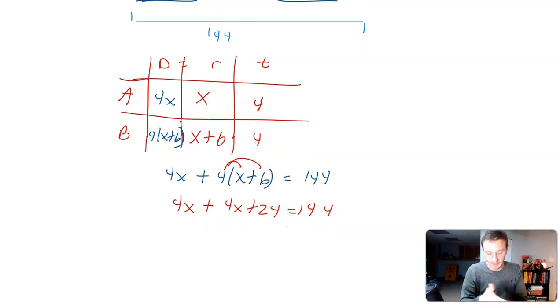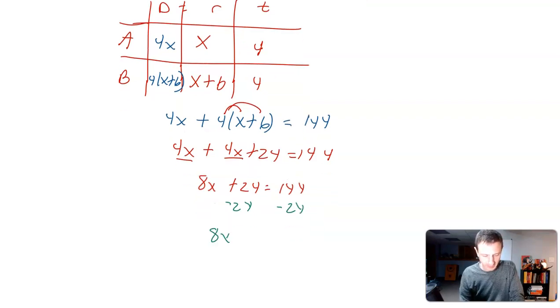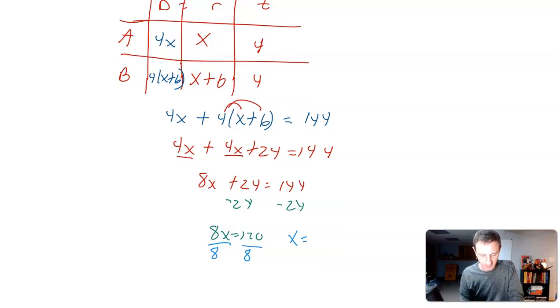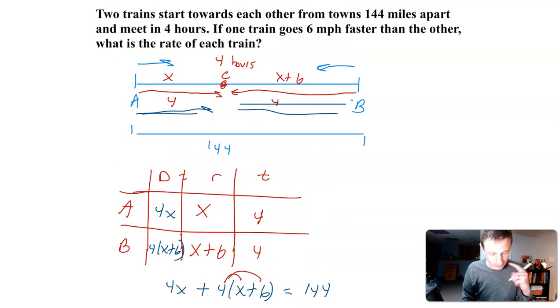Now we just solve. Like I just distributed, I start solving. So 4x plus 4x is 8x plus 24 equals 144. I'm going to subtract 24 from both sides, and that means I'm going to get 8x equals 120. I'm going to divide by 8. I get x equals 15. So x equals 15, what does the question ask? The question asks, what is the rate of each train?